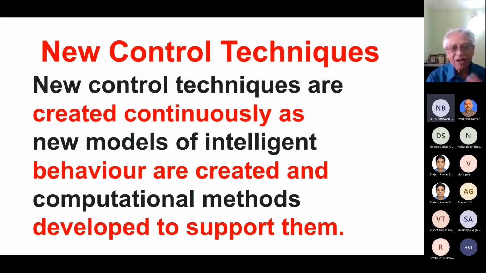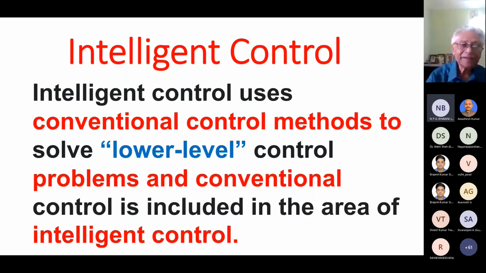Now later on, newer controls and novel control techniques started coming up. There was a lot of research. You all know that in the field of control engineering, a lot of research is taking place. So new control techniques are created continuously as new models of intelligent behavior are created and computational methods developed support them. That means the intelligent behaviors, intelligent algorithms were there, and that is definitely dependent on computational methods. So these are known as intelligent algorithms for supporting these types of techniques. So then this was nothing but intelligent control.